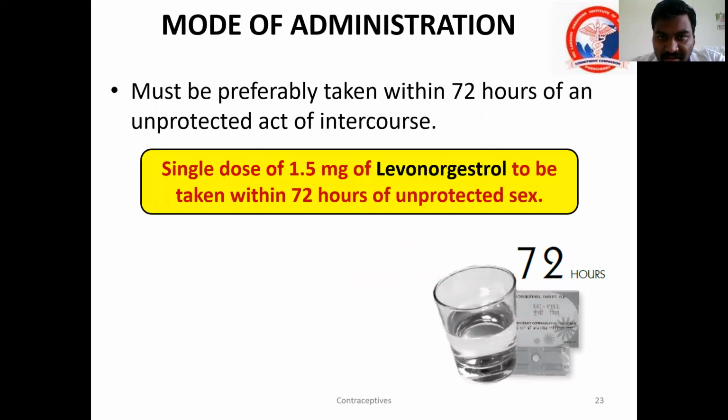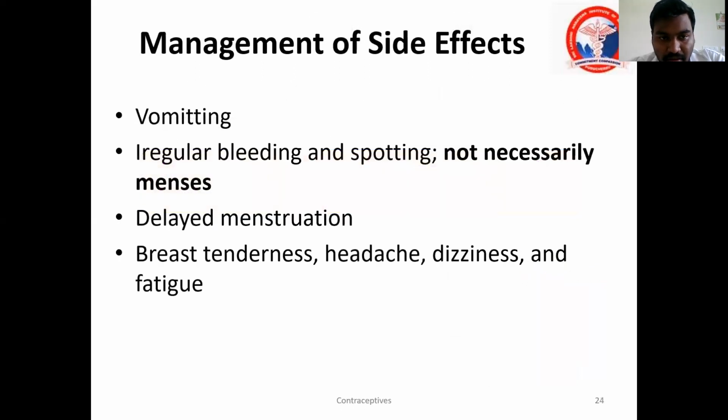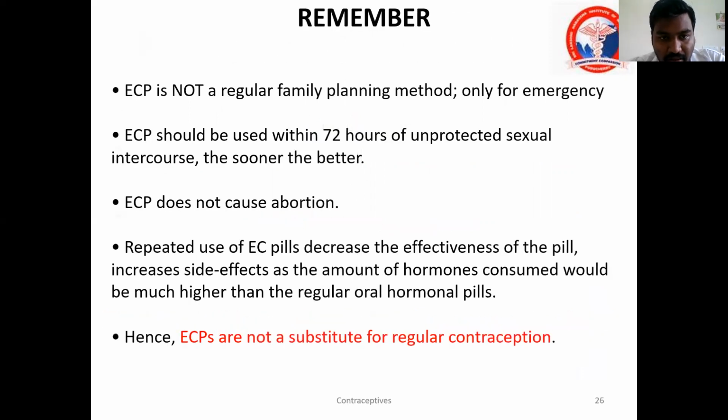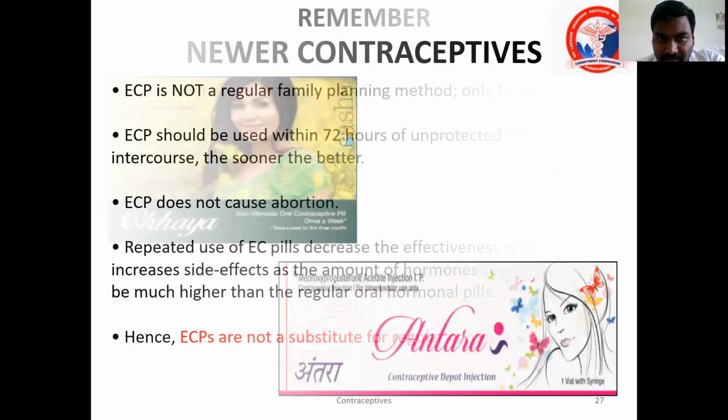The dose of levonorgestrel 0.75 milligram should be taken within 72 hours, and the second dose after 12 hours of the first dose. The important side effects are irregular bleeding and spotting, and delay in menstruation. This is common because we are using a high dose of hormones. So the important points to recollect: it is not a regular family planning method, it should be used within 72 hours, it does not cause abortion, and it should not be used regularly. It is a substitute only.